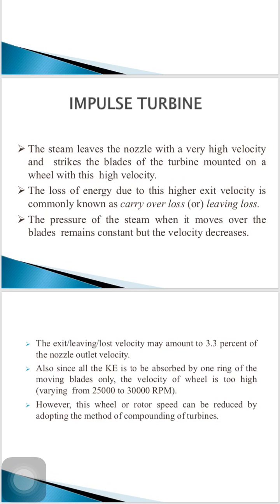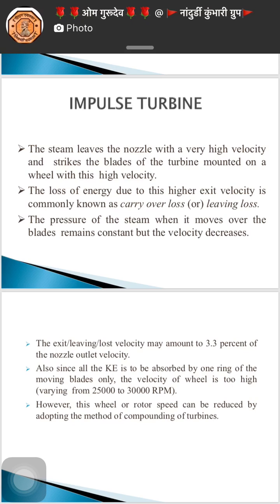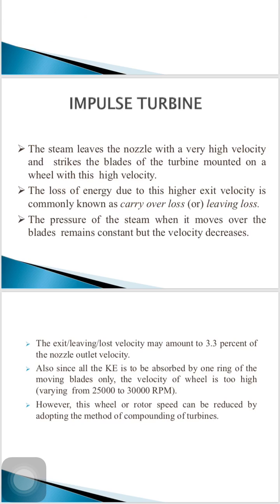The exit or leaving or lost velocity may amount to 3.3% of the nozzle outlet velocity. Also, since all the kinetic energy is to be absorbed by one ring of moving blades, the speed of the wheel is too high, generally varying from 25,000 to 30,000 rpm.